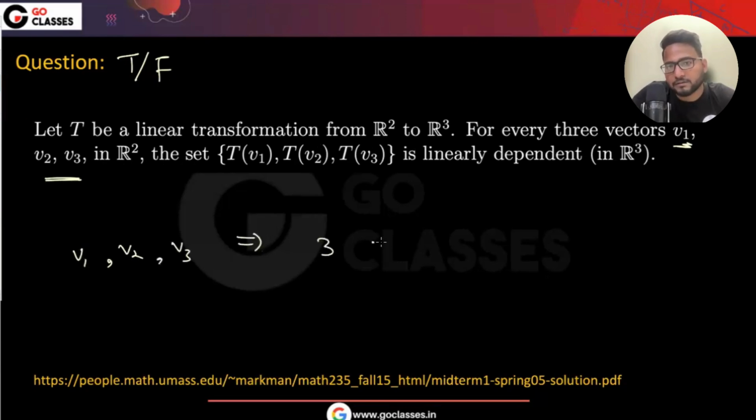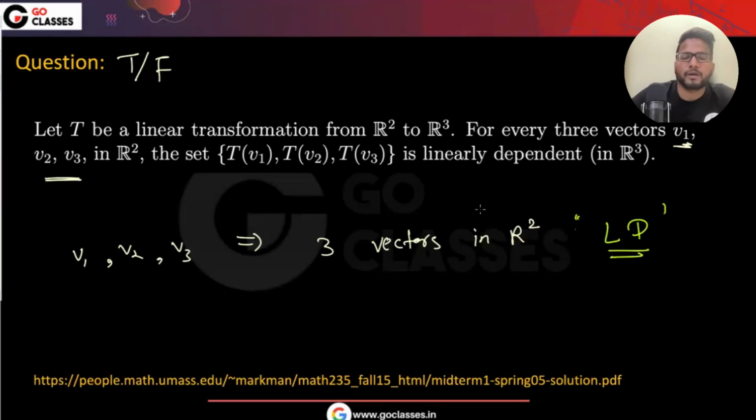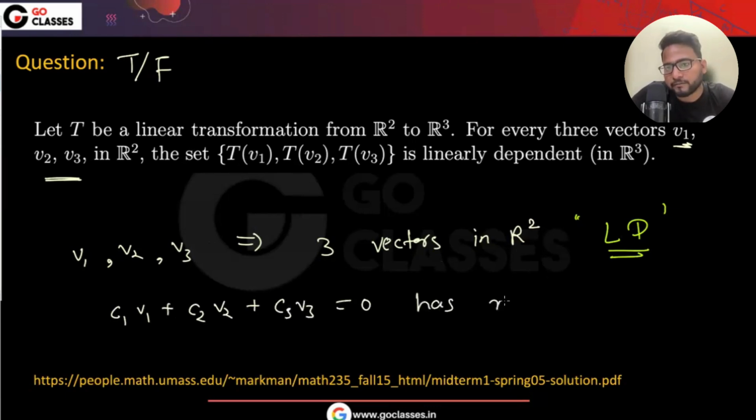So three vectors in R2. Are these linearly dependent or independent? These are linearly dependent, right? Because they are three vectors in R2. Now you did some linear transformation. Since these are linearly dependent, it means that there is a non-trivial solution, right? Has non-trivial solution. Is this okay to everyone?